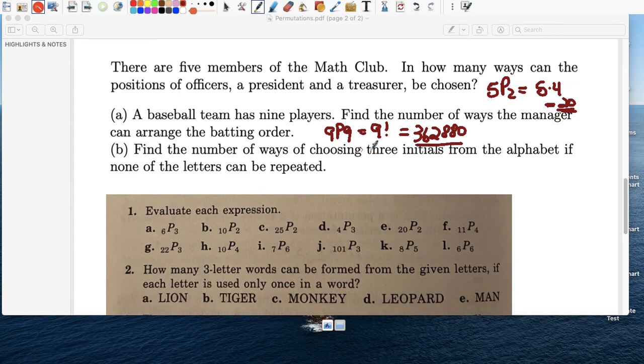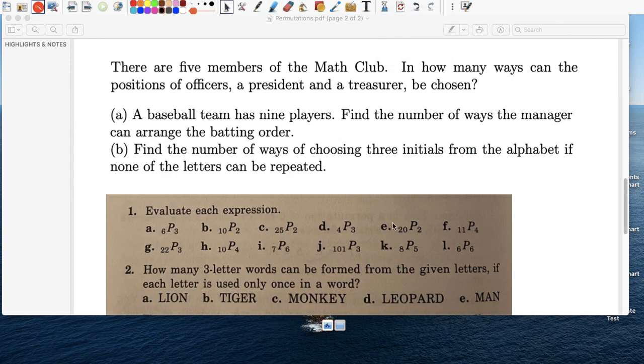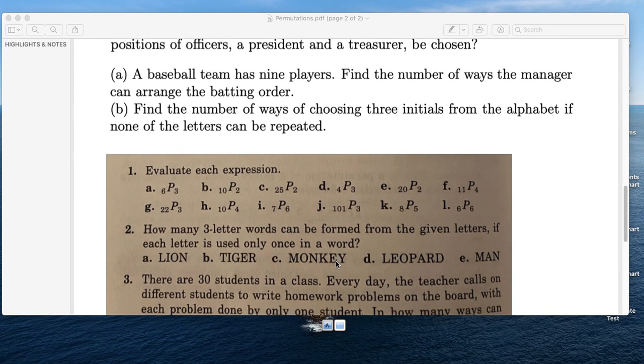Find the number of ways of choosing 3 initials from the alphabet if none of the letters can be repeated. Okay, so 26 letters. We're going to put them in these 3 spots, and then we can't repeat them. So it'll be 26 times 25 times 24, and you guys can multiply that out. All right. So again, like I said, most of this stuff we did, so it's pretty easy.